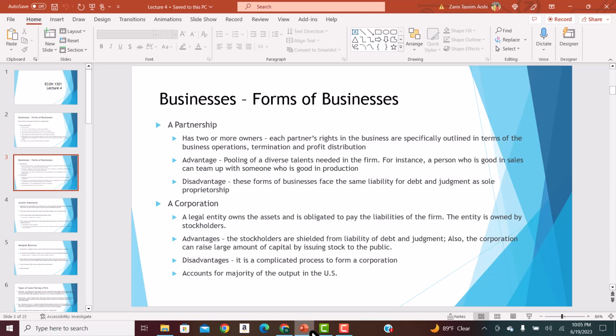Now, in terms of output, the number of goods and services produced in the US, the majority of the output comes from corporations. Although we have a lot of sole proprietorships, they are very small in size, so their output is very small. But corporations are huge, so they produce a large number of goods and services, and therefore the majority of the output is accounted for by corporations.